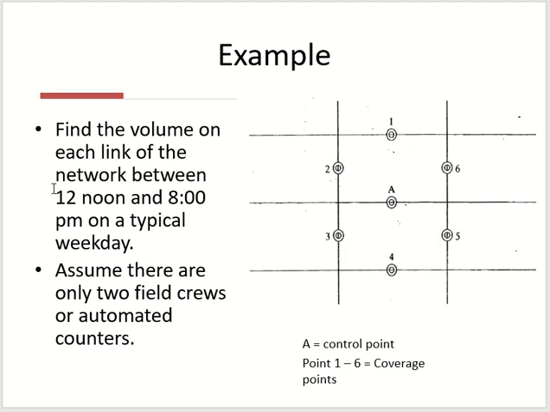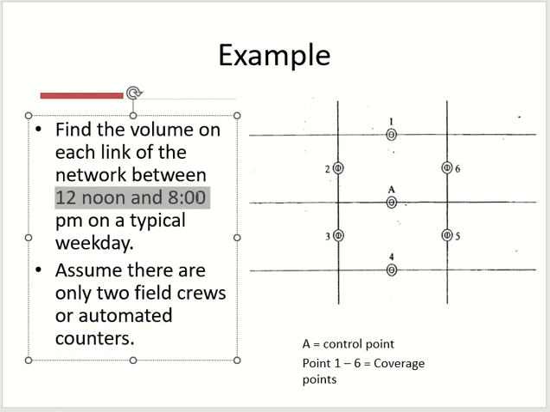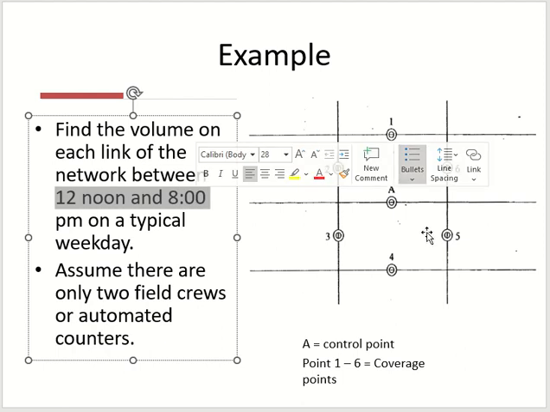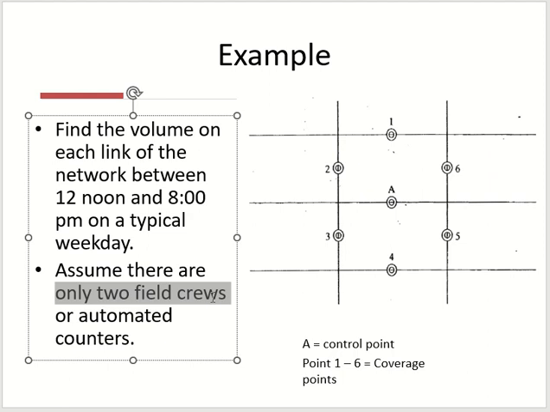What is my time period? From 12 p.m. to 8 p.m. So they need data on all these locations from 12 to 8 p.m. Now the consideration is how many teams I have for collecting data. They could be teams, they could be instruments, but they only have two. So at a time they can only collect data from two locations, not more than two.